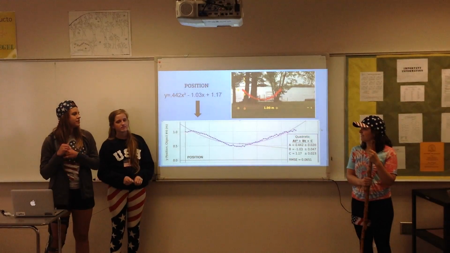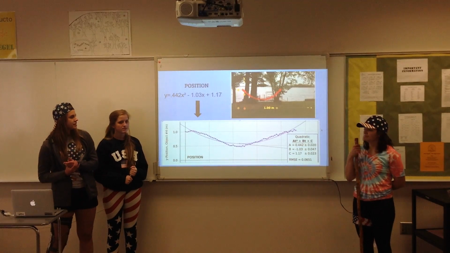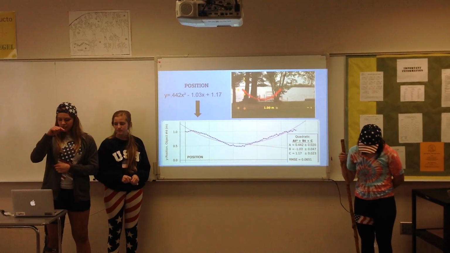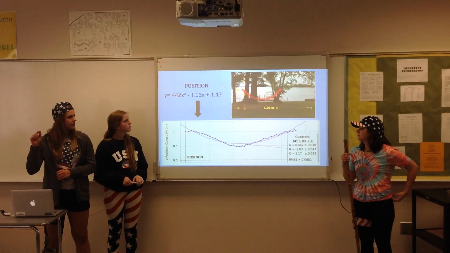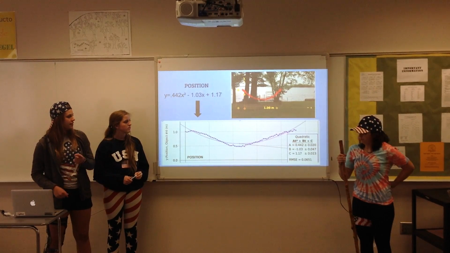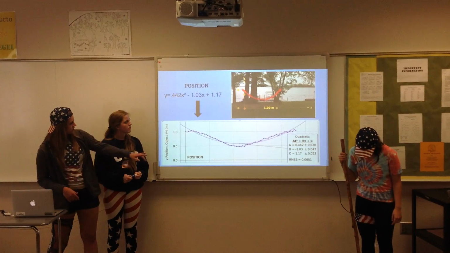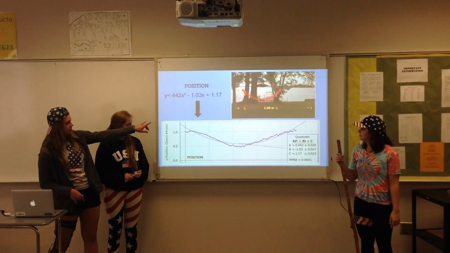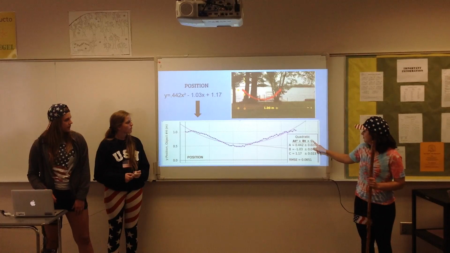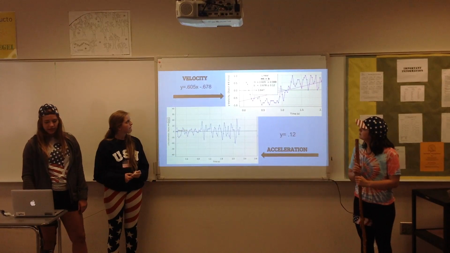Okay, so after that we used Capstone. I learned how to use it in physics class. And so I was able to graph each point of when she was swinging, and as you can see, it makes a parabola that is concave up. So this is the position function, and it actually gave us the equation of it, as you can see right there. And then we also have the velocity.